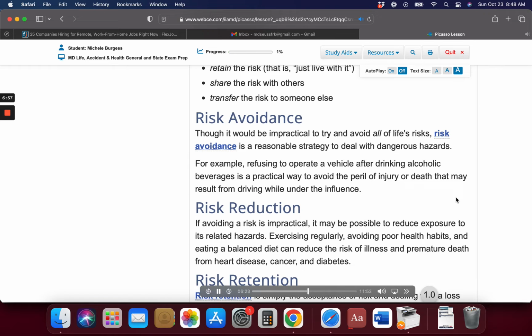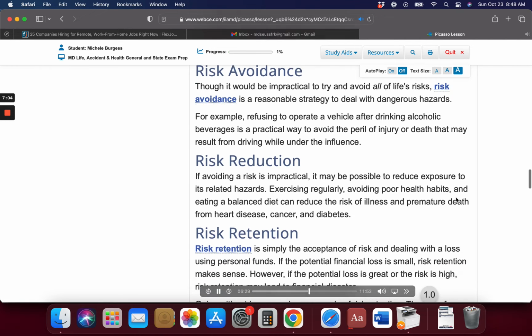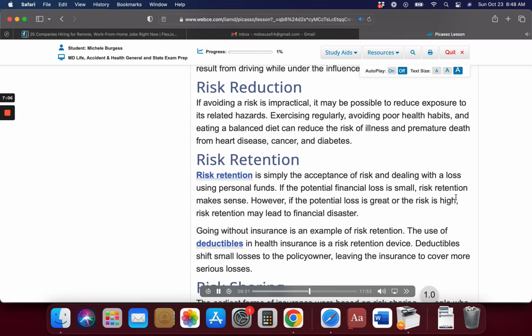Risk reduction. If avoiding a risk is impractical, it may be possible to reduce exposure to its related hazards. Exercising regularly, avoiding poor health habits, and eating a balanced diet can reduce the risk of illness and premature death from heart disease, cancer, and diabetes.